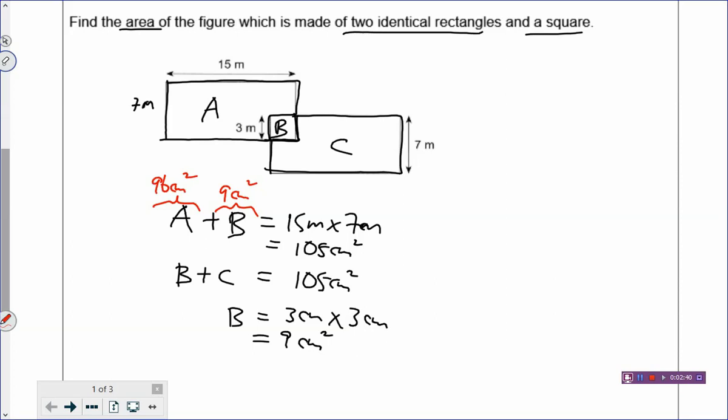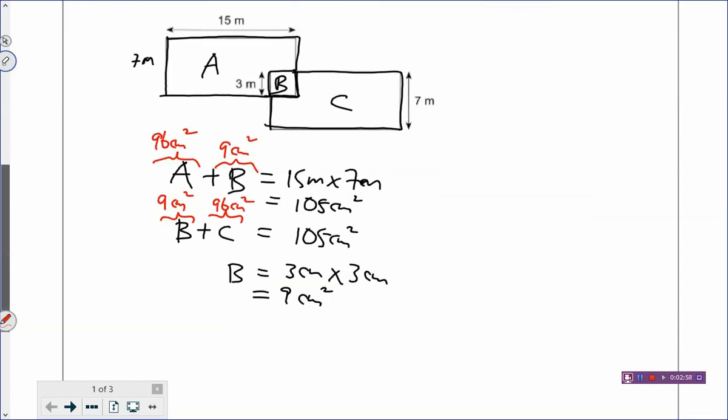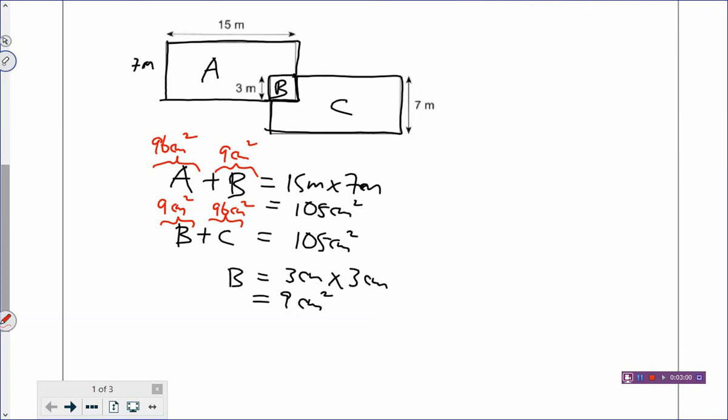Okay, then how about C? What is C? Now if B is 9 cm square, then C must be 105 minus 9, and C will be 96 cm square as well. Alright, so now what is the area of the whole figure? You have A plus B plus C. That will give you the area of the whole figure.